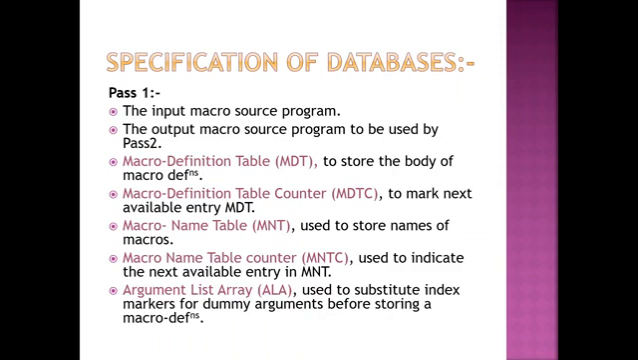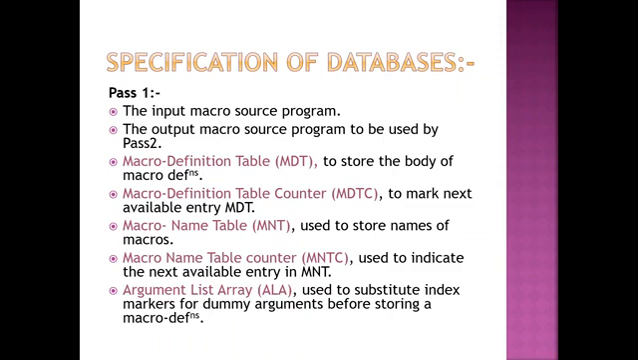Similarly, there is another counter called the macro name table counter. You know that there is a macro name table which stores all the macro names. There is also a counter which counts the macro names. This is called the macro name table counter. This is another data structure, and it is also going to be a kind of variable. The last data structure is the argument list array.